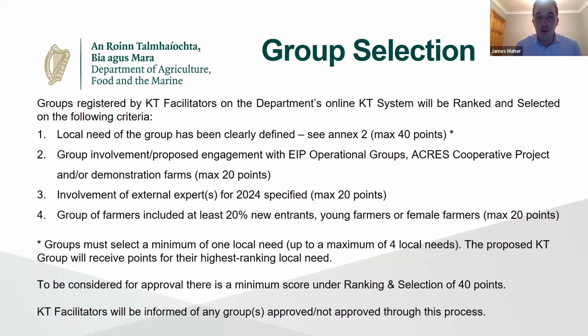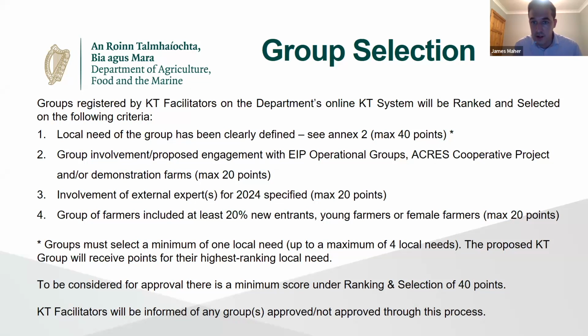In terms of how we're going to go about selecting the groups, the groups that have been registered by the knowledge transfer facilitators on our online KT system will be ranked and selected according to the following criteria. The first criteria, which attracts a maximum of 40 points, will focus on the local need of the group and whether that has been clearly defined.